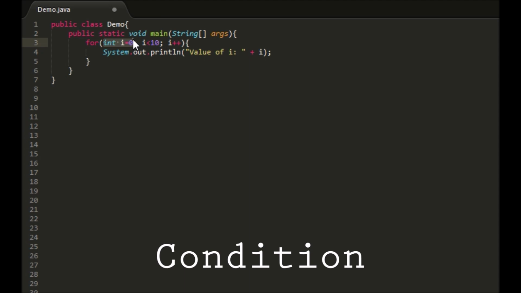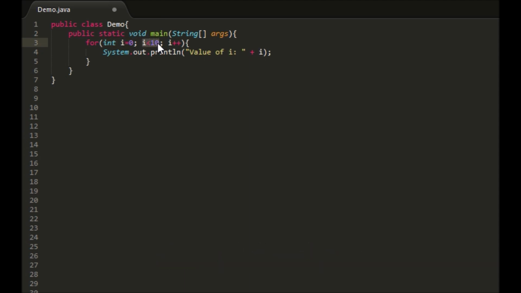The next statement is the condition. This determines if the loop is even executed. We check if I is less than 10. If this is true, we continue in the loop. If this is false, we exit the loop. The final statement is the counter. This is executed after each loop is run. Here we increment I each time.